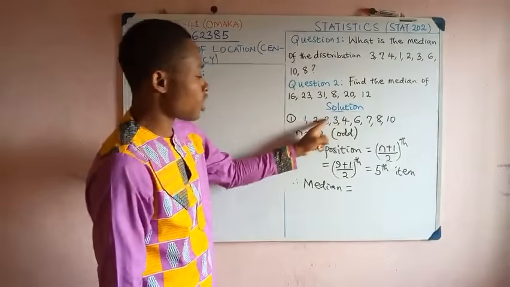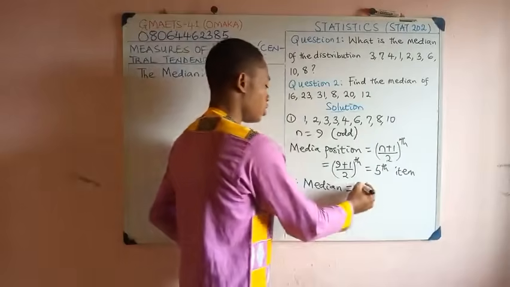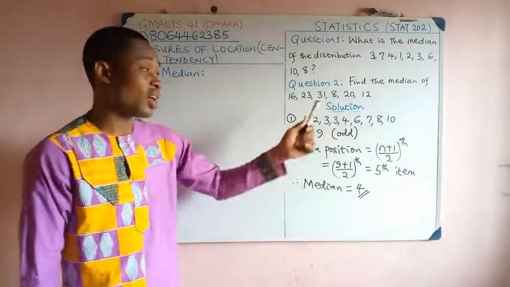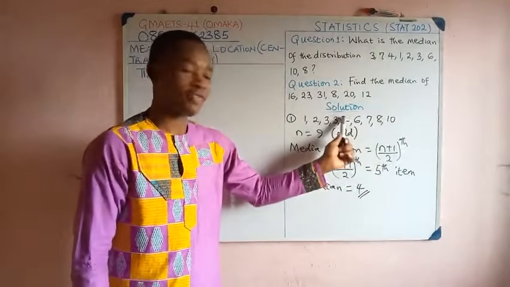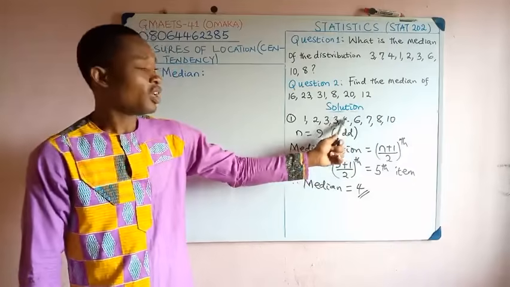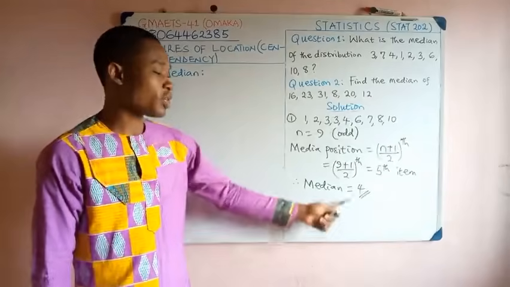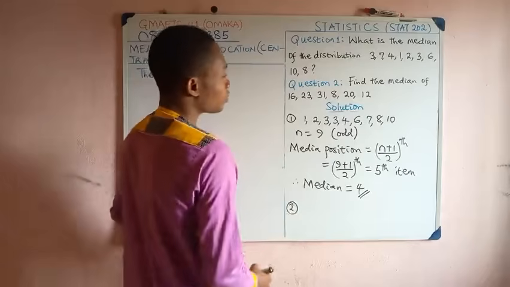So 1, 2, 3, 4, and 5. That is the number 4. So 4 is the median. Even if you count from the right hand side towards the left, it will still land you at this 4. 1, 2, 3, 4, and 5. So the 5th position, the number there is what? 4. And that 4 is our what? Median.